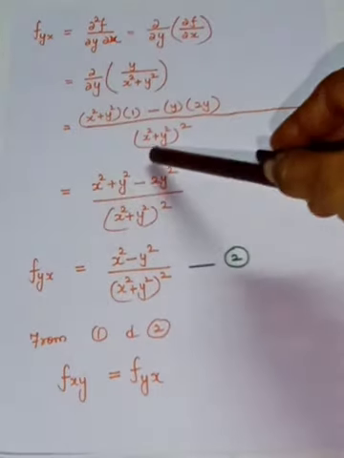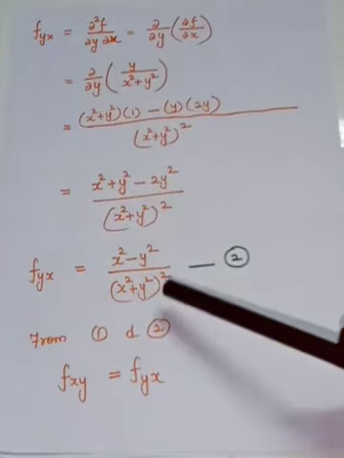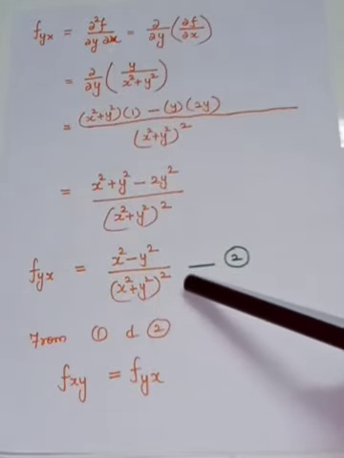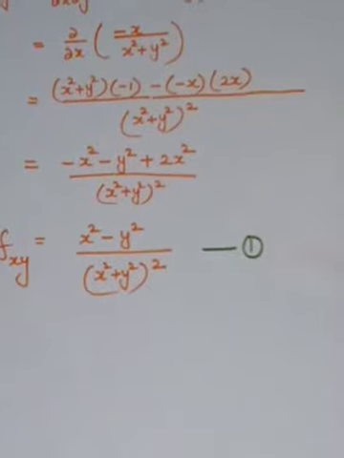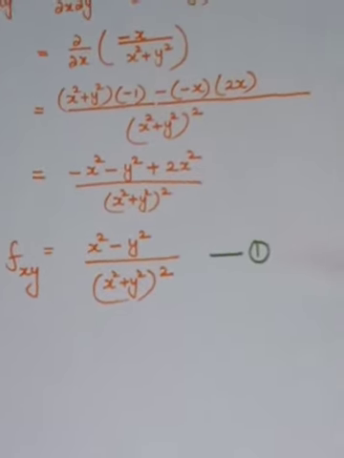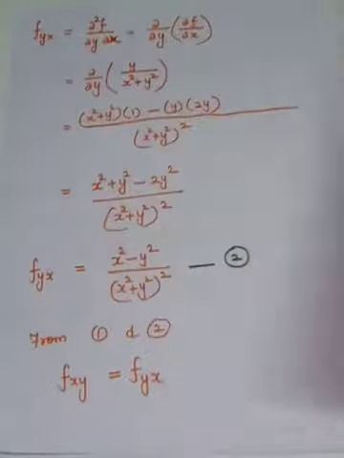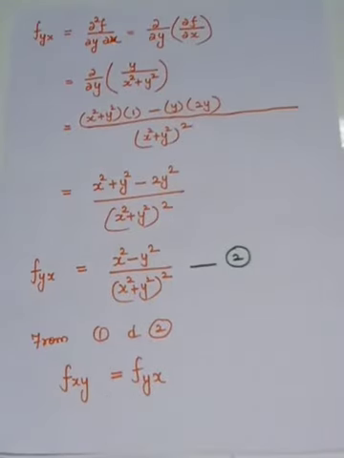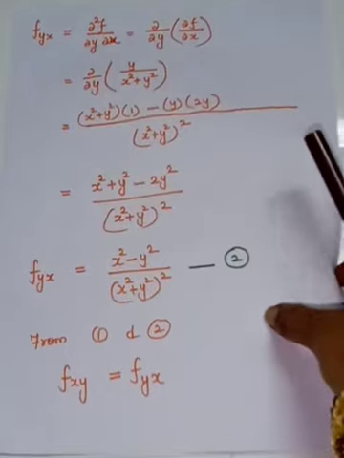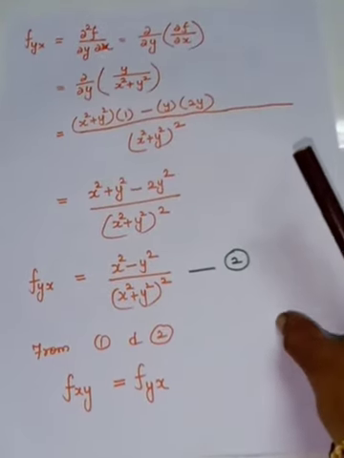So 1 into x squared plus 1 into y squared is y squared, minus 2y squared, so it is x squared minus y squared. When you simplify, it is x squared minus y squared divided by x squared plus y squared the whole square. Call this 2. Go for the first one, fxy: what we have found is x squared minus y squared divided by x squared plus y squared the whole square. Here also you are getting the same. So from 1 and 2, for this function fxy is equal to fyx.